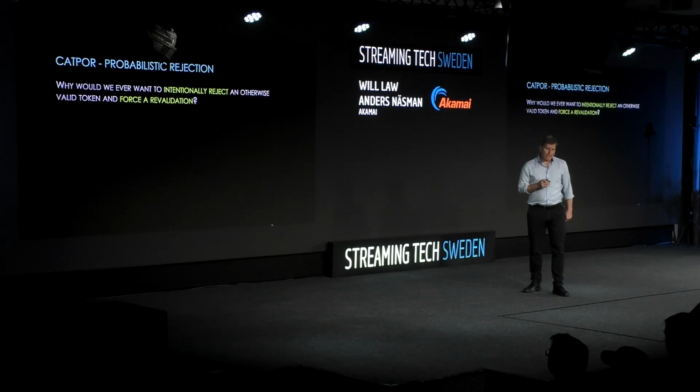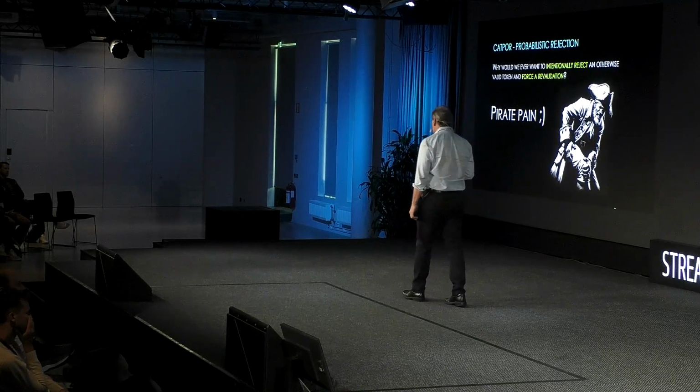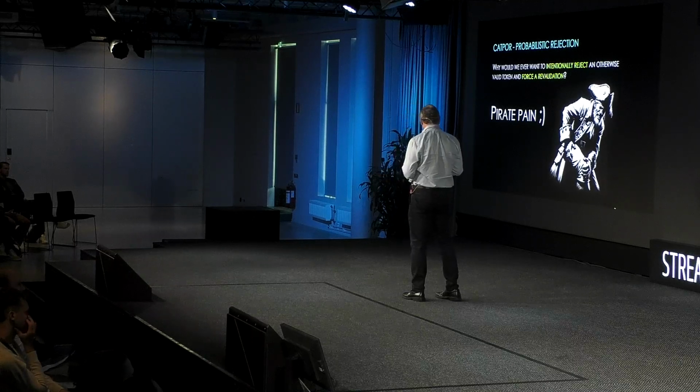Now, I mentioned earlier that there's a way to attack piracy with probabilistic rejection. So why would we ever want to reject an otherwise valid token? So what this is saying is the player is going to present a valid token, and I'm going to roll a dice, and some percentage of the time I'm going to reject that token and force the player to renew. And the reason I want to do that is pirate pain. And it's an asymmetric pain.